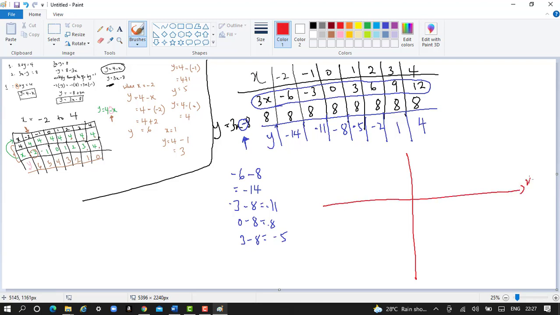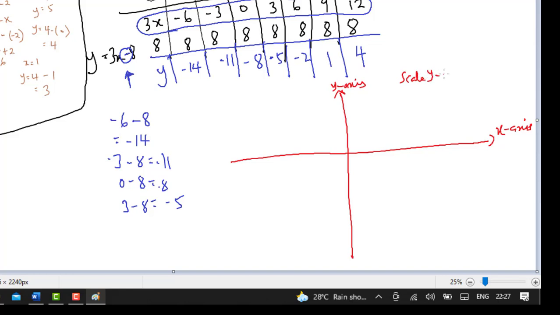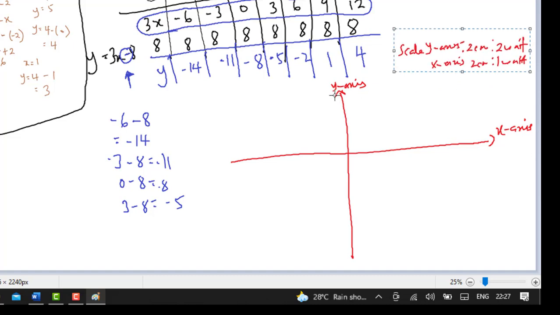So this is our x-axis, and this is our y-axis, our scale. The y-axis says 2 centimeters to 2 units, and the x-axis says 2 centimeters to 1 unit. Okay, so let me push it up a little bit. Yeah, I think we're okay.